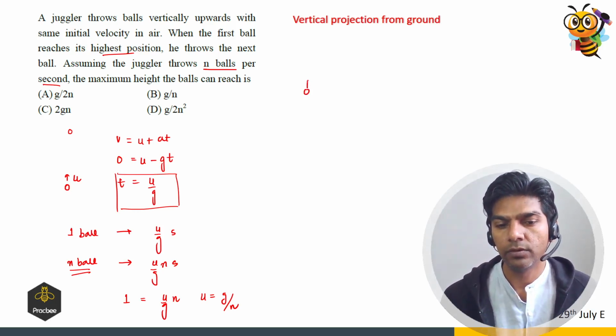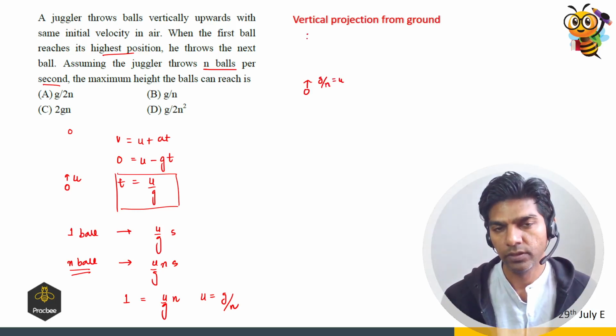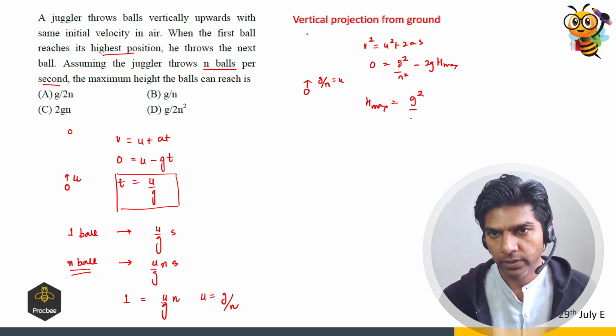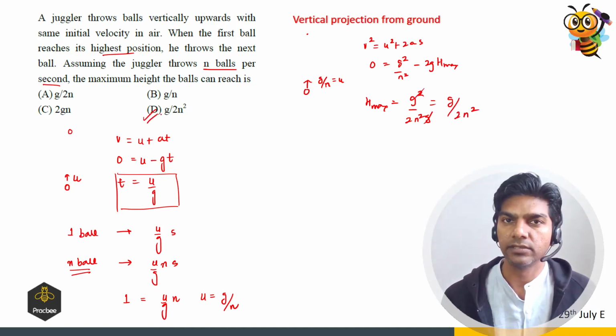So if you're throwing a ball with g by n, the maximum height will be from v square is equal to u square plus 2as. So v is 0, u is g square by n square, minus 2g, and h the maximum height. So h max will be g square by 2n square g, which is nothing but g by 2n square. So option D is the right answer.